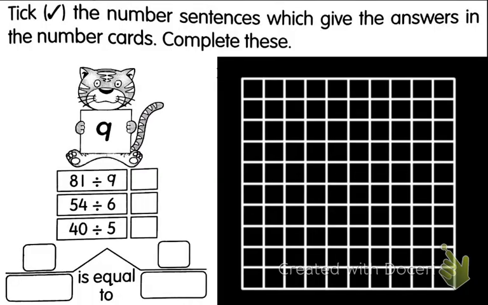Okay, next. Take also the number sentences which give the answers in the number card. The number card given to you is 9. Complete this. Here, write down 9. Okay, which one? 81 divided by 9. Okay, let's check. 1, 2, 3, 4, 5, 6, 7, 8, 9, 10, 11. Continue counting.